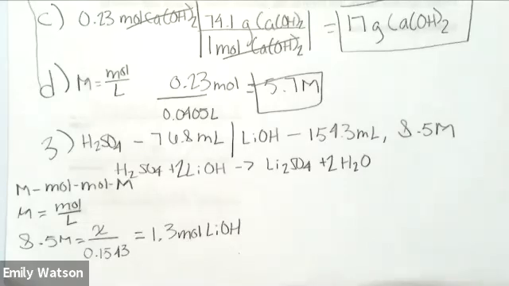Okay, so we have 1.3 moles of lithium hydroxide. What can we go to now? What are we looking for again? The concentration of sulfuric acid. We're in moles of lithium hydroxide, so we've gone from molarity to moles. Now we need to go to another mole. What mole are we going to?